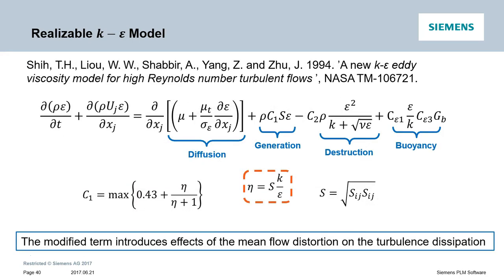In addition to that, the dissipation equation is also handled slightly differently with modified source and sink terms, while the K equation is identical to the standard K epsilon model. So note these coefficients are now mean strain rate dependent, and this leads to more physical turbulent stresses.